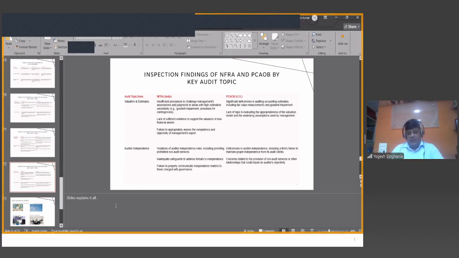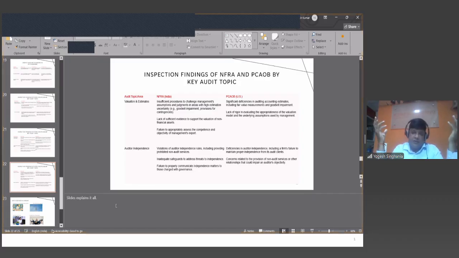Valuation and estimates: we generally use experts, specifically in the case of intangible valuations. And we have inspection findings that the experts' work was not challenged properly by the auditor. They were supposed to first look into the qualifications, and whether the assumptions used were contradictory. You have goodwill valuation with one growth rate, whereas in the case of brand valuation you have a different growth rate. So one company has two valuations and two different growth rates. These kinds of valuation estimates come into the picture.